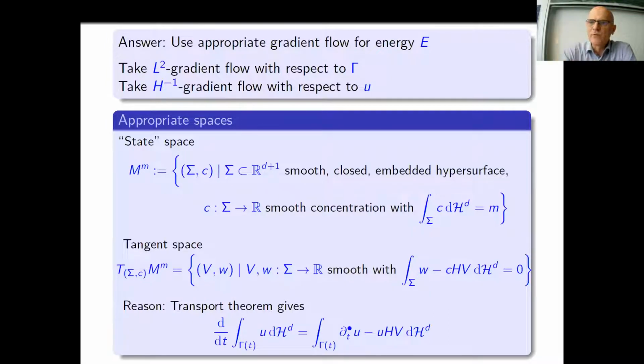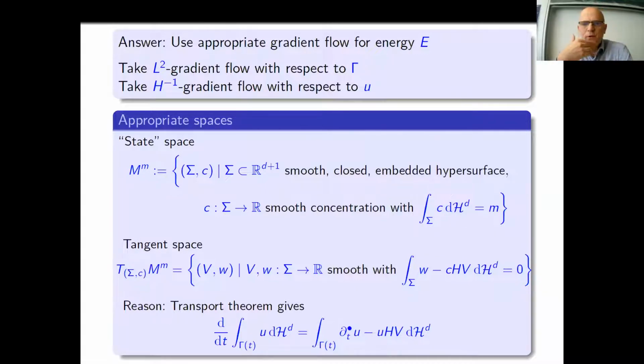The H^{-1} gradient flow, like you would do it, for example, for the Cahn-Hilliard equation. So what is, let's call it, the state space? The space of quantities in which we look at the evolution. We have a hypersurface and a concentration c. The c should be defined on the hypersurface, and I have an index m here, which tells me that the total mass of c, so the integral of c over Sigma, is given by this quantity m.